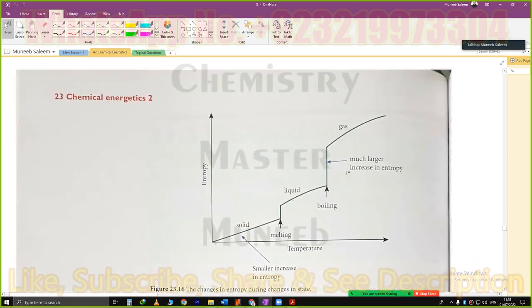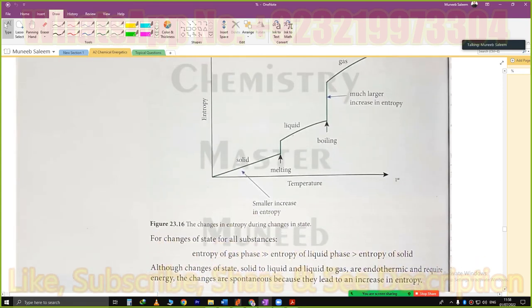This is the chart which you can see here. For changes of state for all substances, the entropy of the gas phase is much greater than the entropy of the liquid phase, which is greater than the entropy of the solid. So this is the order of entropy. The entropy of gas is very much greater than liquid, and liquid is somewhat greater than the solid.